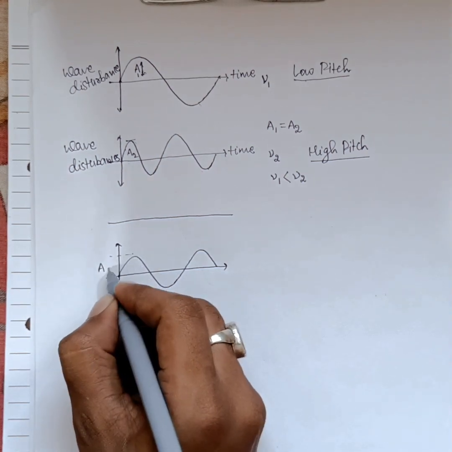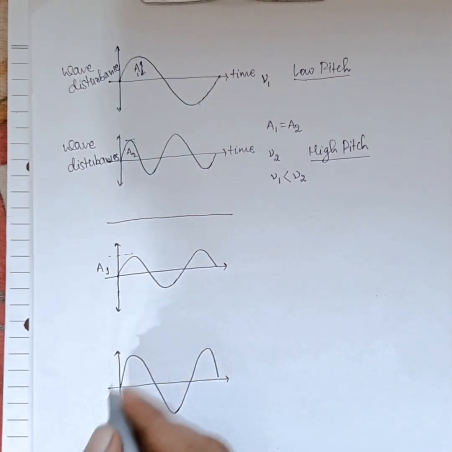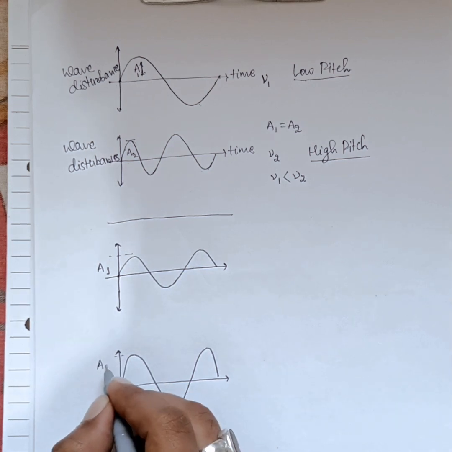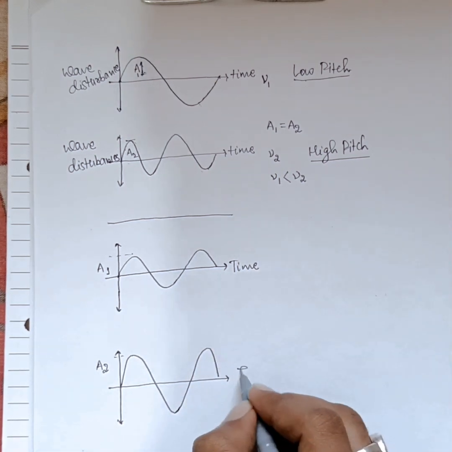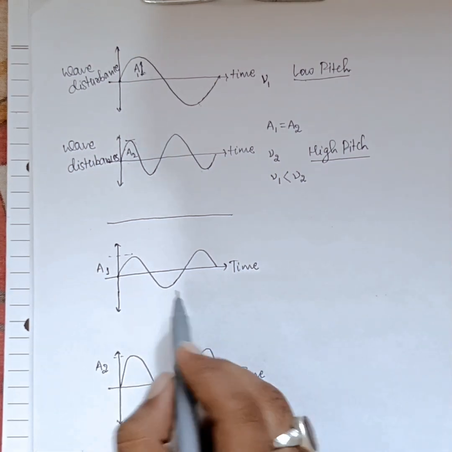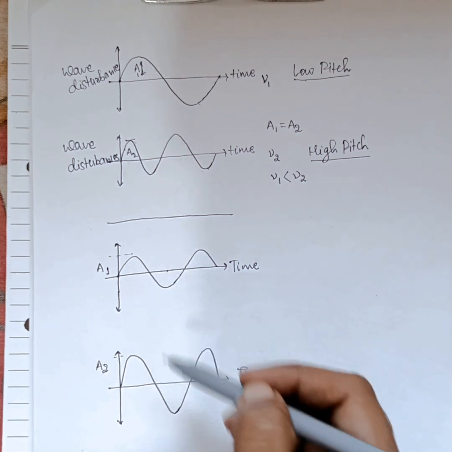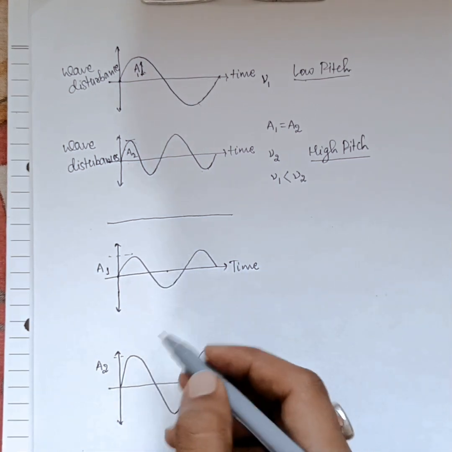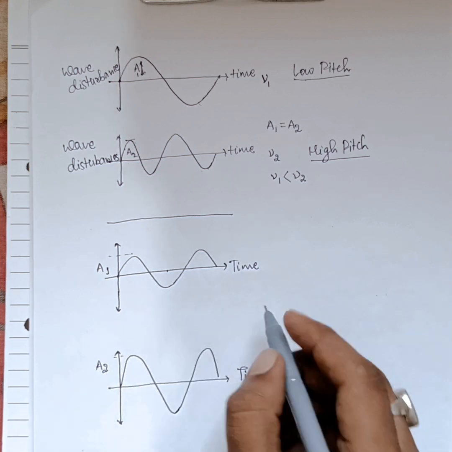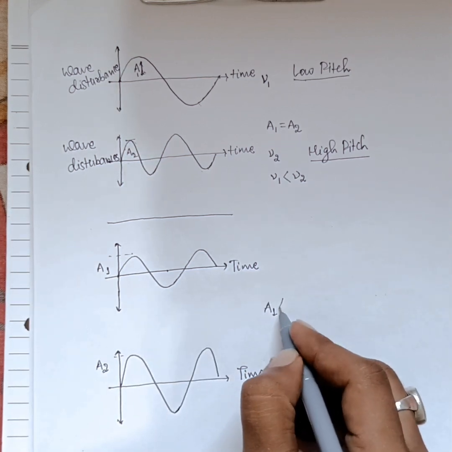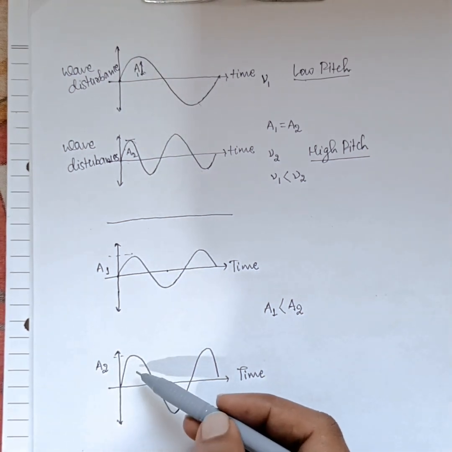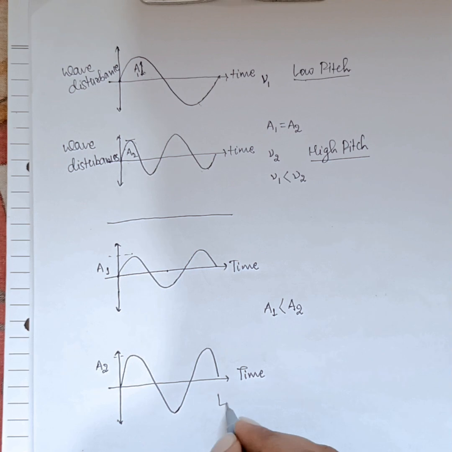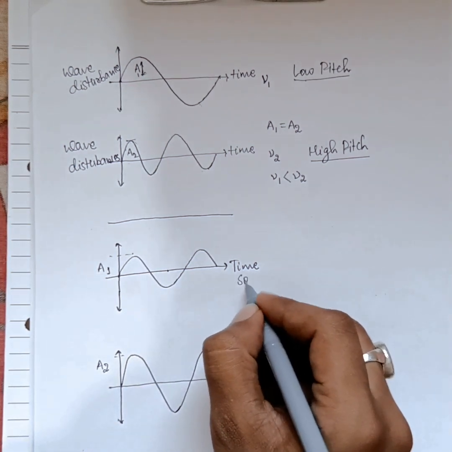Let us consider the amplitude of the first wave is A1 and the amplitude of the second wave is A2. This is the time axis, obviously. Here we have considered the frequency of both the waves to be the same. The one thing which is different in both the waves is that the amplitude of wave 1 is less than the amplitude of wave 2. So the more the amplitude, the louder the sound. So in this case the sound is louder and in this case the sound is softer.